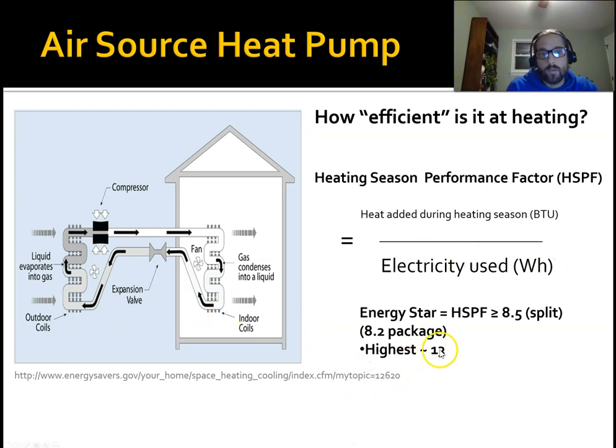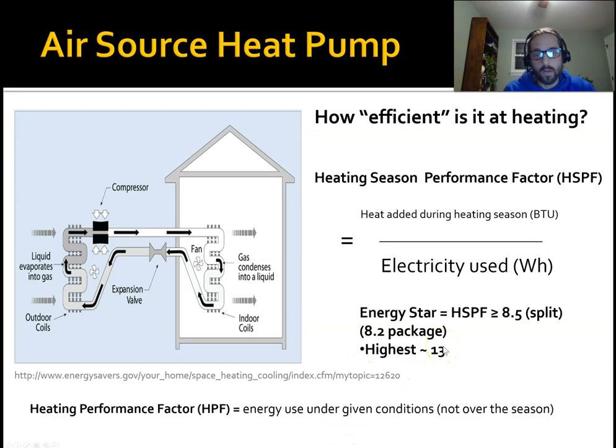Just like you can have a varying EER at different temperatures, you have a varying HSPF, and again you would go to the spec sheet of the heat pump. It's intuitive: if it's really cold outside and you're trying to pull heat from that outside air, the efficiency is going to drop. On a nice 50 or 60 degree day, when you just need a little bit of heating inside your house, it will operate at optimal efficiency, because it's really easy to pull heat from air at that temperature. So this will vary.